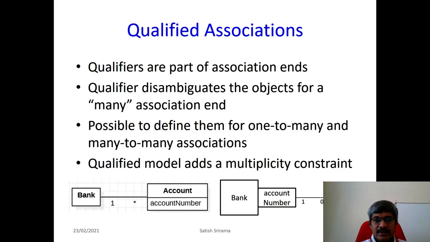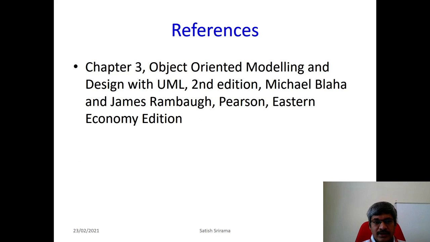So this is about links and associations. This is the reference for that: again from chapter 3 of Object-Oriented Modeling and Design with UML, by Michael Blaha and James Rumbaugh. This is from chapter 3.